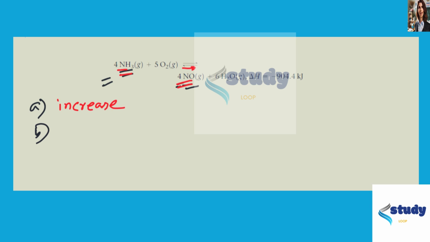Then the second one, we are asked to find out if we change the concentration of water, what will happen for the yield of nitric oxide at the equilibrium. If we increase the concentration of water, that means we are increasing the concentration of a product. That means it will react with some of the nitric oxide to produce some of the reactants. That means the reverse reaction rate will increase, and some of the nitric oxide will be consumed. In that case, the nitric oxide yield will decrease.